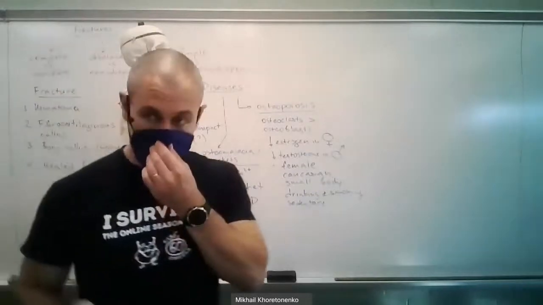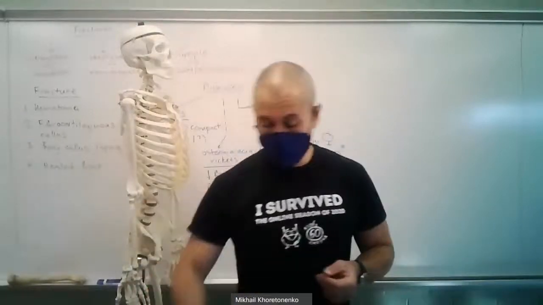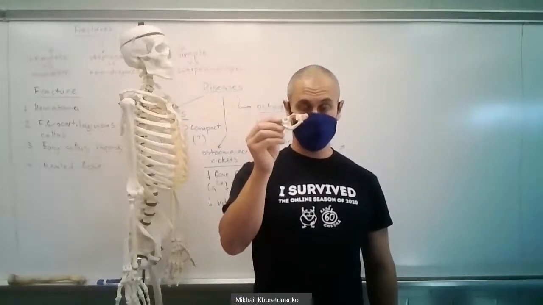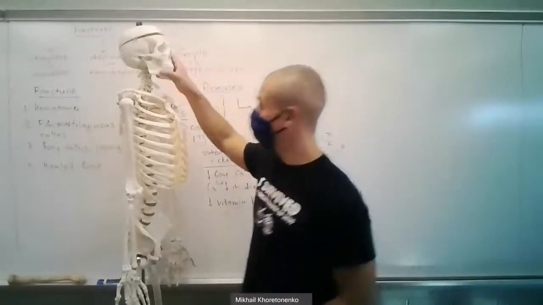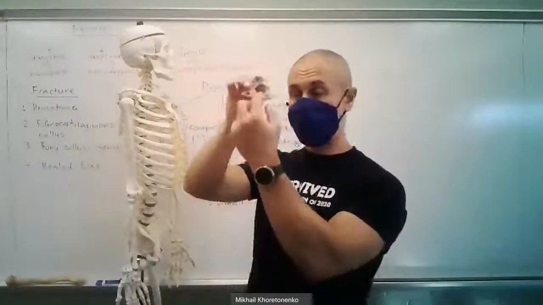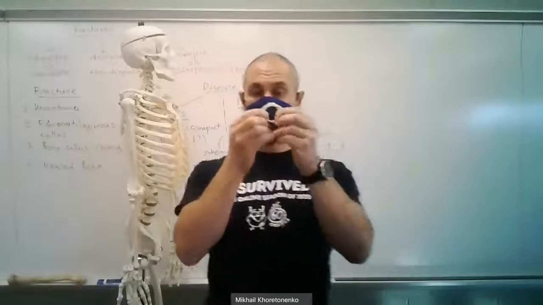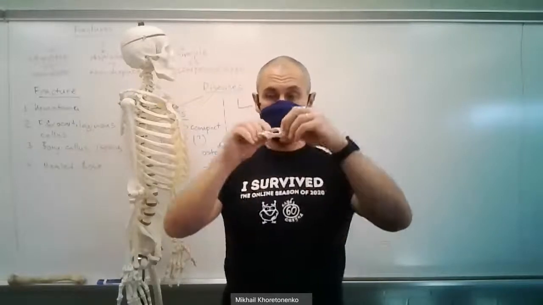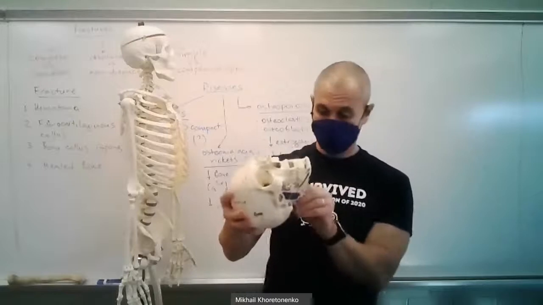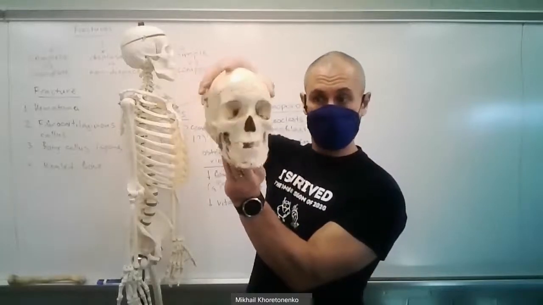You must be able to distinguish 5 different types of vertebrae based on their structure. First one is first cervical vertebra, also known as atlas. Atlas supports the skull right here. And it does not have a body. Look at this. It doesn't have a body. It has what's called lateral masses. And these lateral masses are what your occipital condyles slide on.